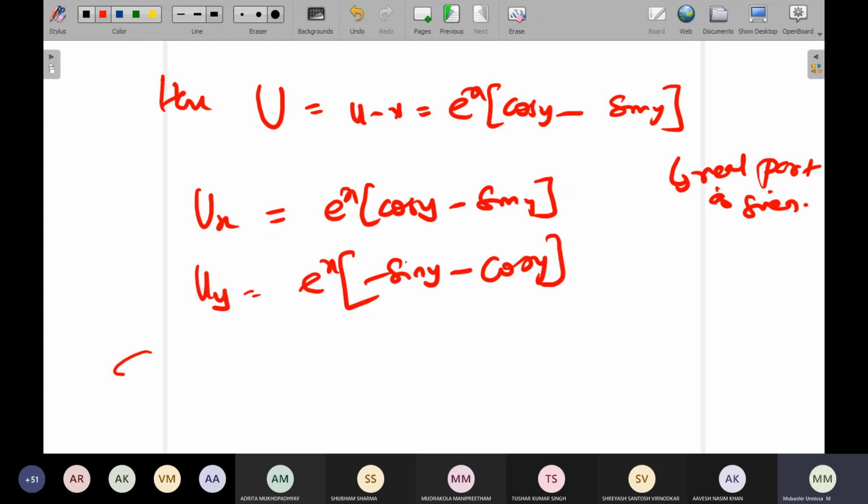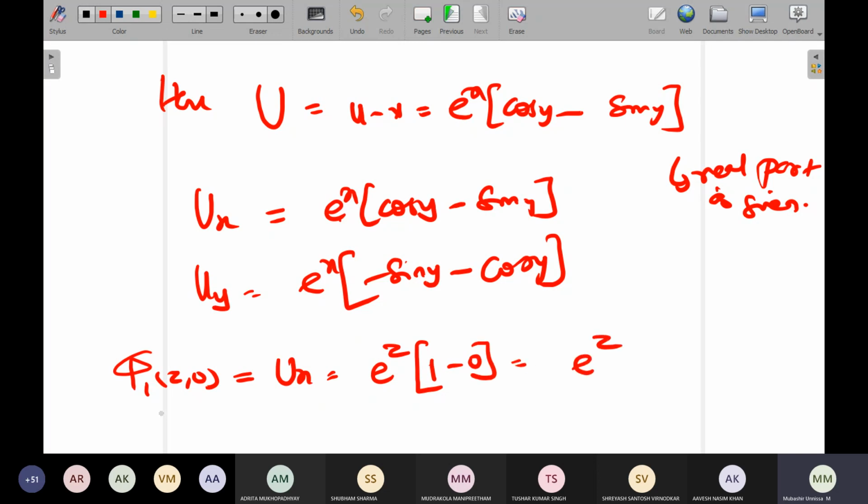Now you know that you have to take pi 1 of z comma 0 is equal to ux. So what will happen when you put pi 1 of z comma 0 in terms of ux? You will get e power z into cos 0, which will become 1, minus sin 0. 1 minus 0, which is equal to e power z.